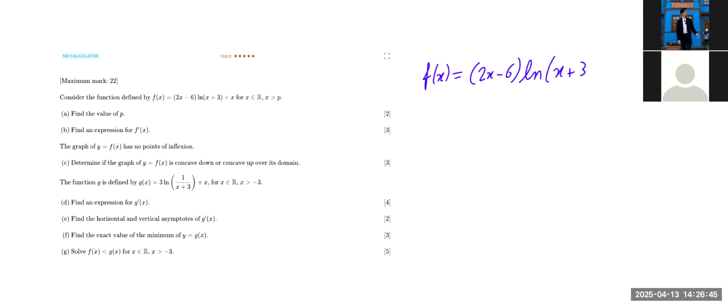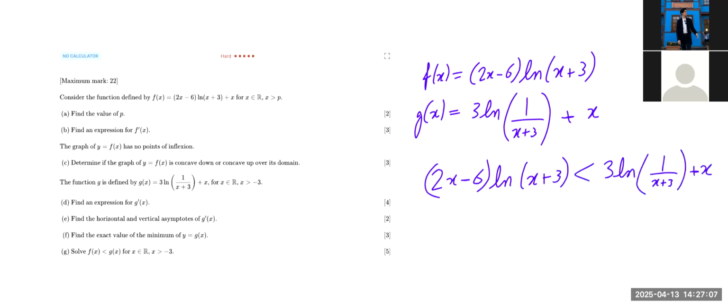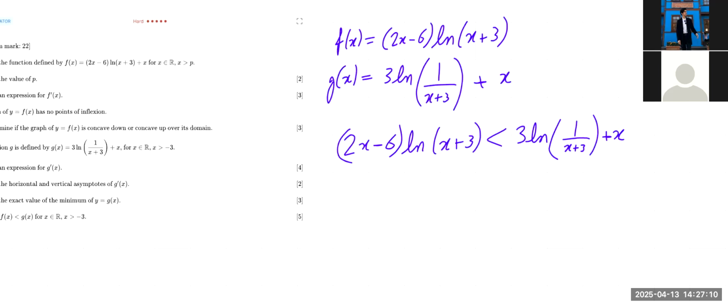And g of x looks like this. We need to figure out f of x being less than g of x. Oh god, that does not look fun. Okay. Wow. Ooh, okay, I see the trick. Sometimes I impress myself. So 1 over x plus 3 can be written down as x plus 3 to the power of negative 1. Do you agree?